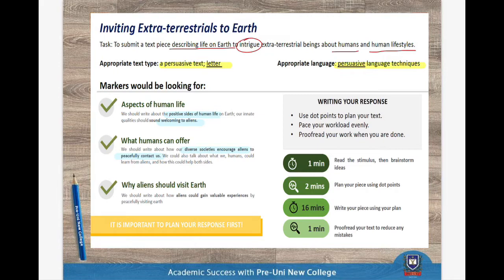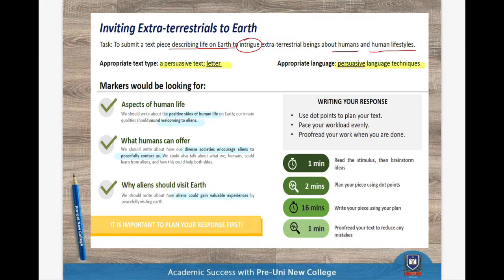And our last point is, why should aliens visit Earth? So the general purpose of them and what they can gain out of this experience. So we should talk about how aliens could gain valuable experiences by peacefully visiting Earth. So the valuable experiences would relate back to what humans can offer, and the sense of sharing ideas and learning about a different sort of way or approach to life in a different dimension or outer space sort of horizon.